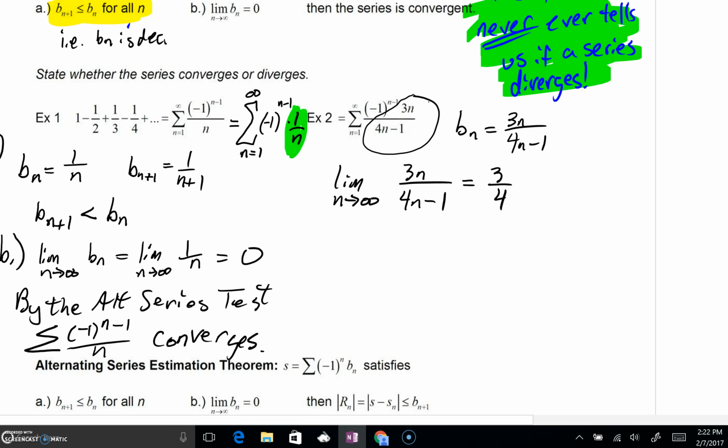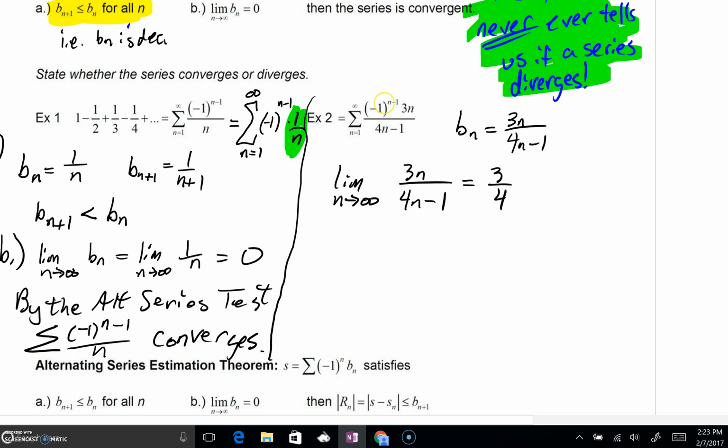But look, there is one very valuable leftover test, and I mentioned it in lesson 12.2. It's a test that we're going to keep using all throughout this unit, and that's many weeks from now too, but it's the nth term test for divergence. The nth term test for divergence. Here's what I'd like to bring up.